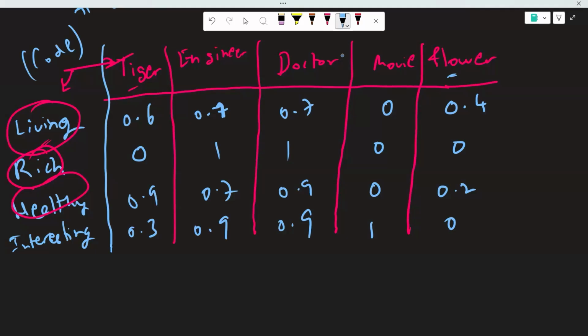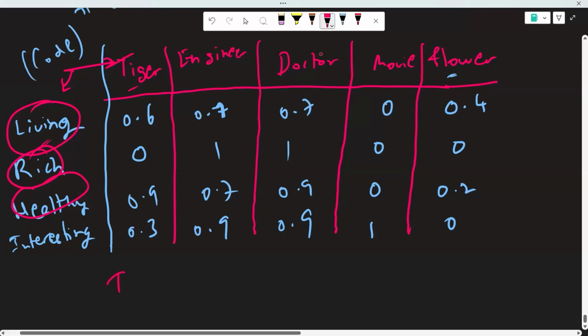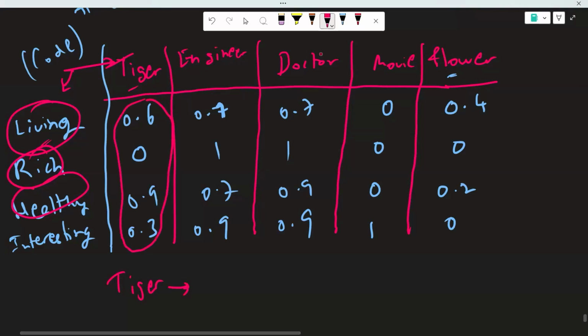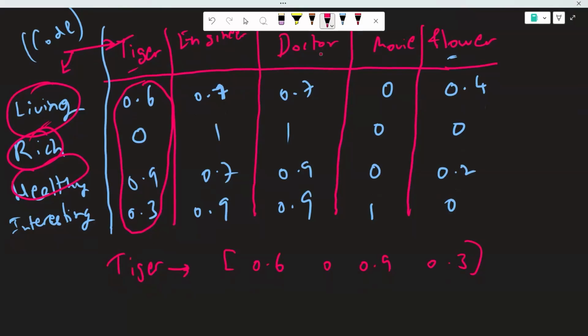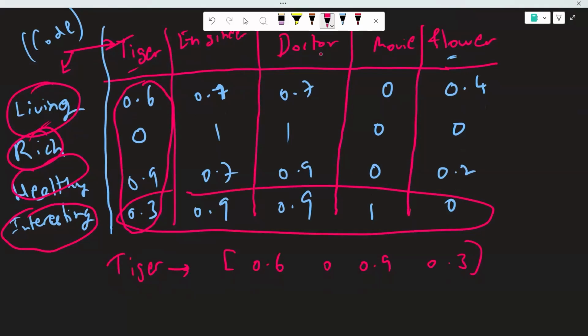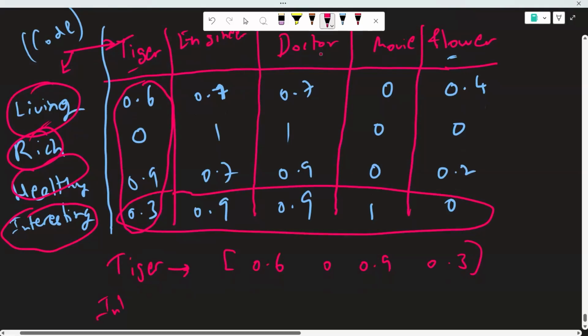Okay. So from this, if I ask you what is the representation for, let's say, tiger, you can simply give me the encoding, which is the column value, right? You'll see the representation for tiger will be 0.6, 0, 0.9, and 0.3. I get a vector. Same thing if I ask what is the representation for interesting, you will give me the entire row. So I get the representation for interesting.